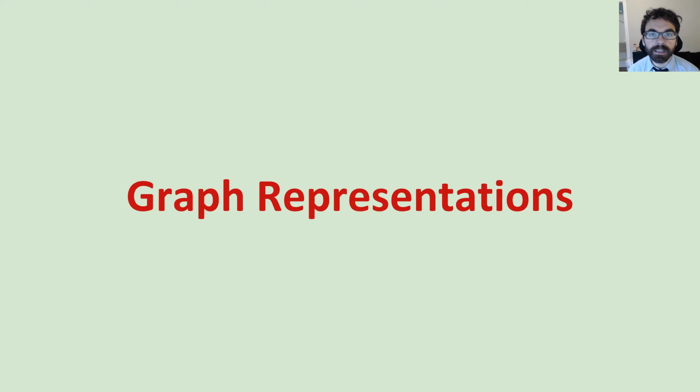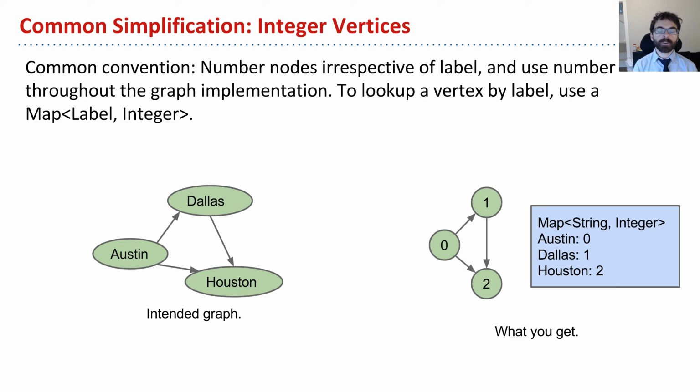Before we start tackling any of the challenging problems you can solve with graphs, like the ones we described in the previous video, we're going to talk about different ways of representing a graph in terms of more elementary data structures. So I'll start by saying that a common convention is that instead of, say, creating a graph of Austin, Dallas, Houston, we'll create a graph which will have integer vertices, similar to what we did with disjoint sets. And throughout the implementation, we'll think about our vertices as purely numbers.